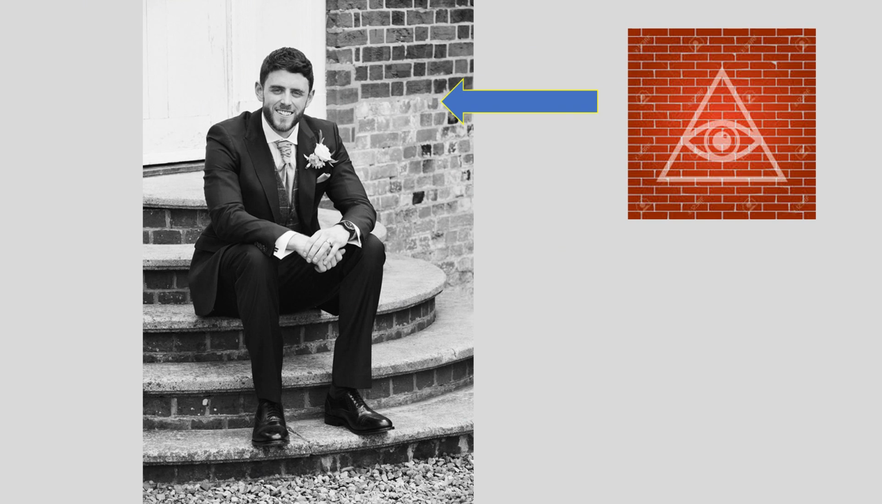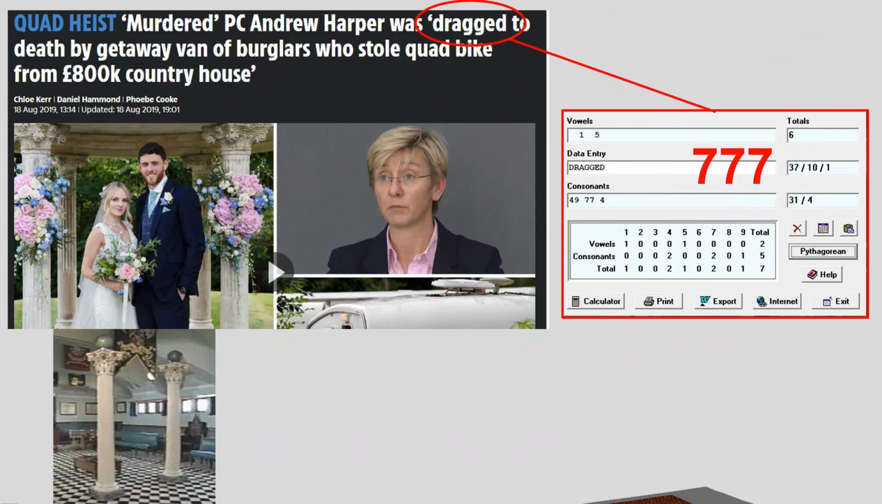Okay, so there's a wedding photograph, of course, of the policeman sitting in front of a brick wall, and brick wall is symbolism for Freemasonry. And this is a little bit about how he was killed.